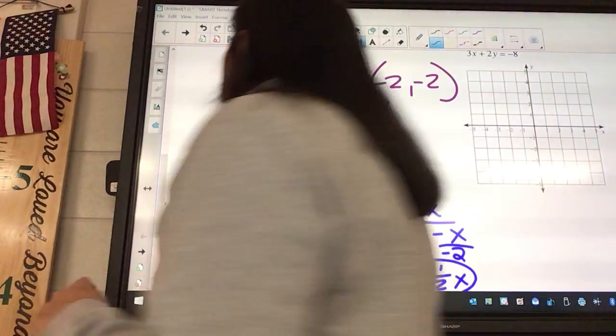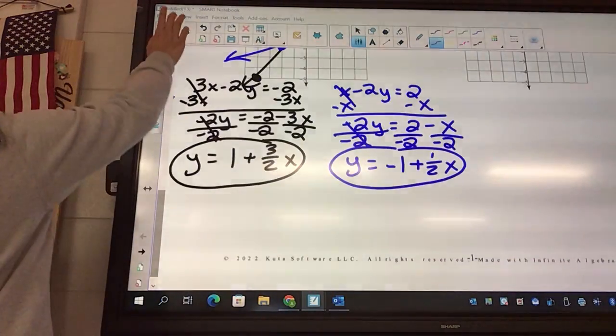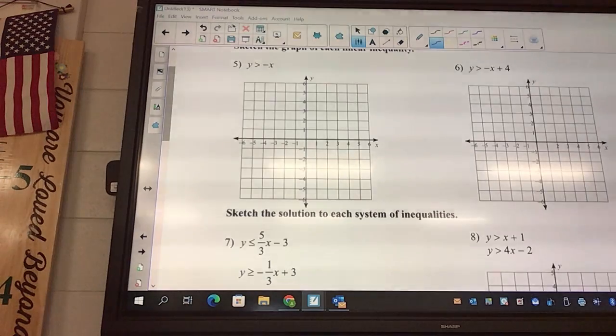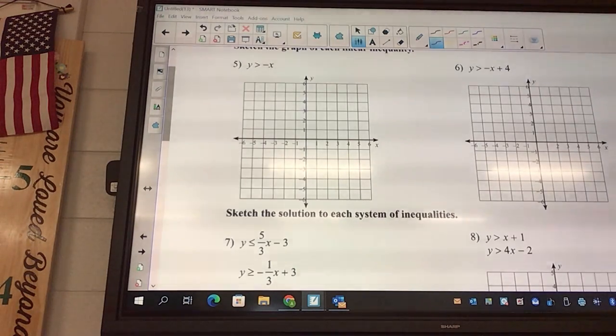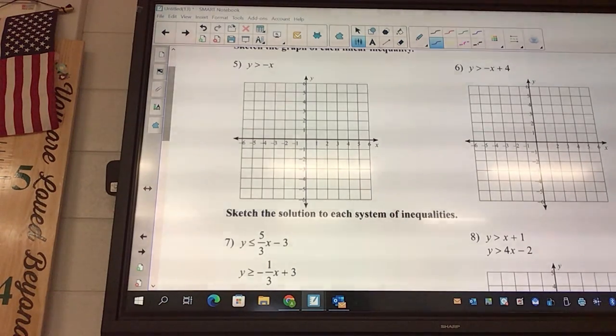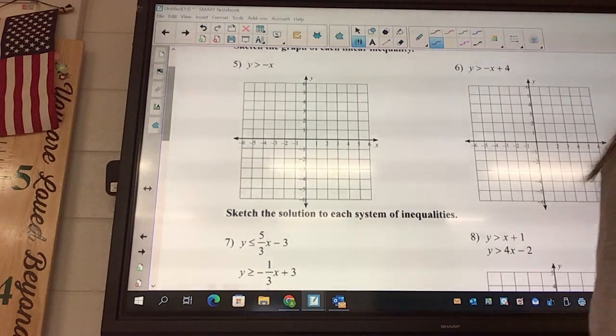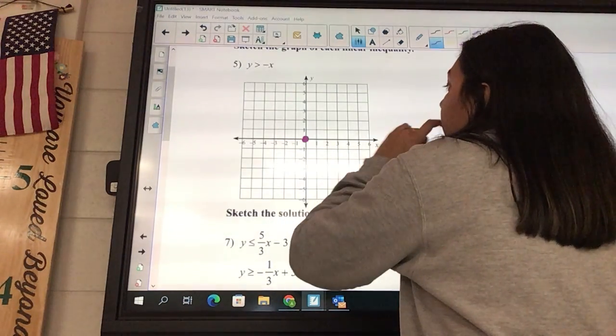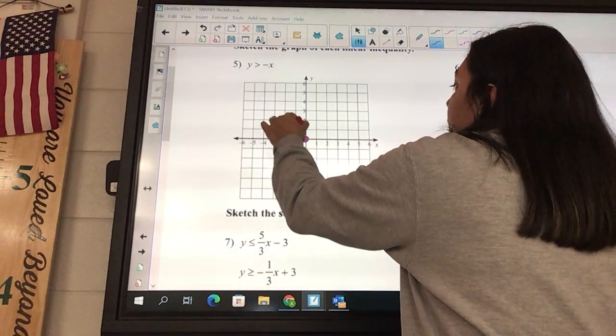Good. Okay, 5. We graph what first? What do you always graph first? The y-intercept. Is there one? No, so what is it? 0. It's 0. So our line starts at 0 and our slope is -1.